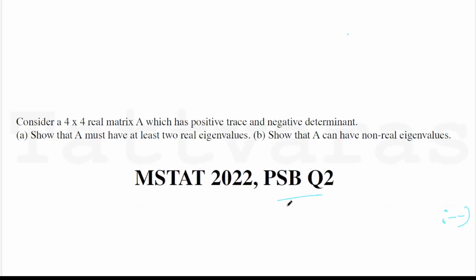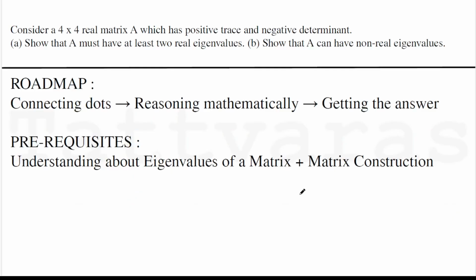Today we will solve the second question of ISI MSTAT 2022 PSB. And on face value, it is a linear algebra problem involving eigenvalues. So you are given a matrix and you have been given some conditions about it. Positive trace. Trace is the sum of the diagonal elements of the square matrix, and determinant is negative.